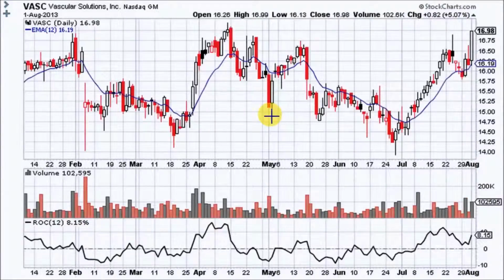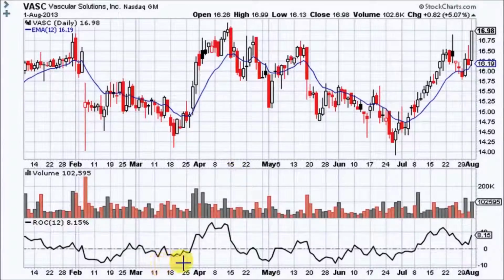Now let's take a look at VASC. The stock was in an uptrend right here according to the 12 EMA, but the tops on ROC 12 were down. That's a bearish divergence. Then the big gap down on bad news or bad earnings and huge volume, and the ROC goes below the zero line, showing it's in a downtrend. It tries to get up above it a couple, 3 times and fails. So the stock is in a downtrend.